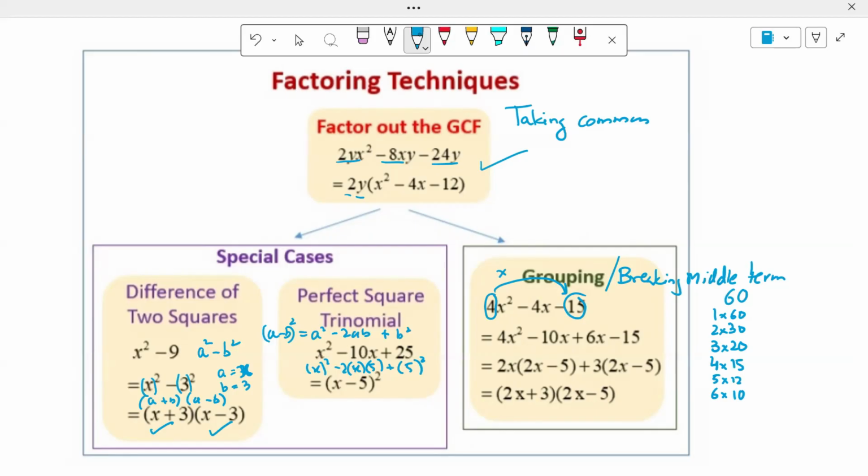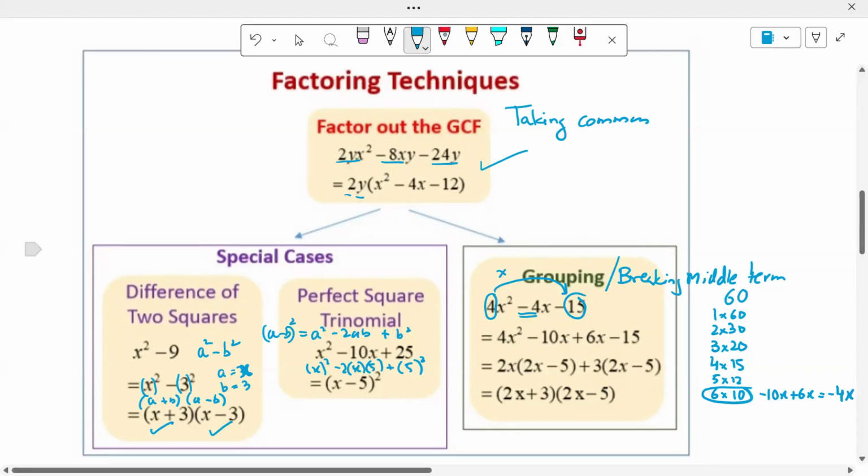Now we are going to the topic of breaking the middle term. The middle term is -4x. So we need which paired factor can add or subtract to give -4. If you check 6 multiplied 10, we need -4x, so we can give -10x plus 6x, which gives us -4x. After this, now there are four terms: 4x squared is the first term, -10x is the second term, 6x is the third term, and -15 is the fourth term.